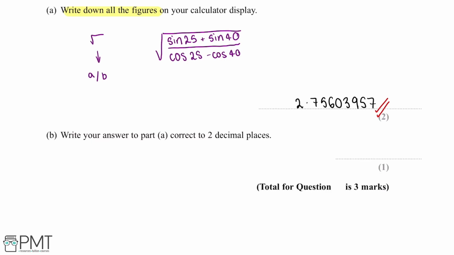Write your answer to part A correct to 2 decimal places. So our answer to part A is 2.75603957. Now 2 decimal places is between this 5 and 6. However, because 6 is greater than 5, we'll round this 5 up to a 6, which will give us an answer of 2.76. And this question's worth 1 mark, and this is for the correct answer.